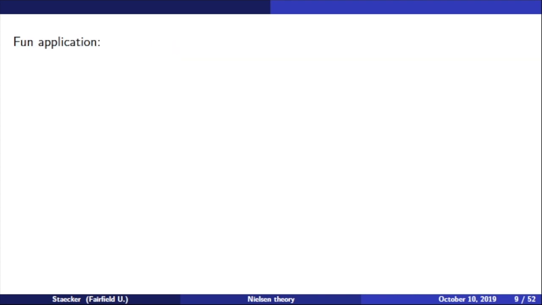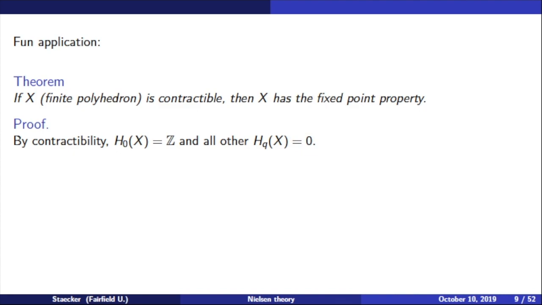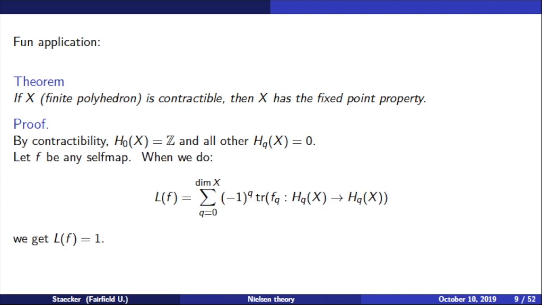Here's a fun little application. Here's a theorem: if X is contractible, then X has the fixed point property. The fixed point property just means every continuous self-map has a fixed point. Here's why this is true. If it's contractible, that means the bottom dimension homology is the integers and all the other dimensions are zero. And if that's true, when you do the Lefschetz number, this trace, when you add these up, you must get one. All the higher terms are zero, so the only term in this sum is the Q equals zero term.